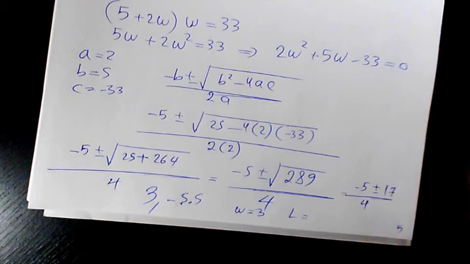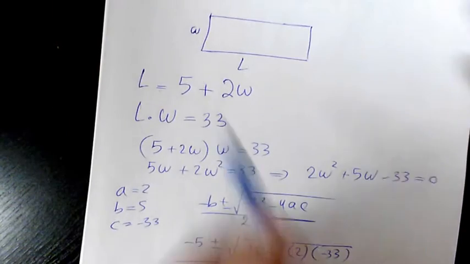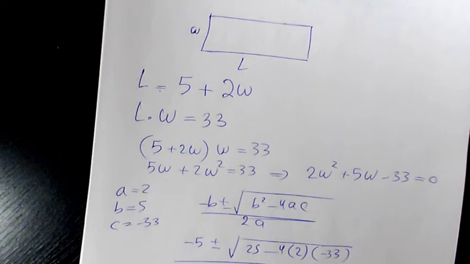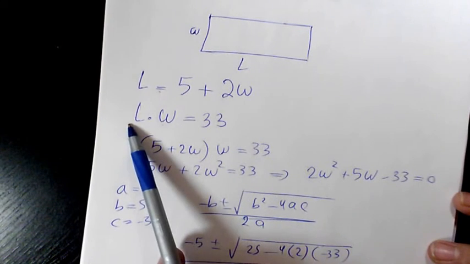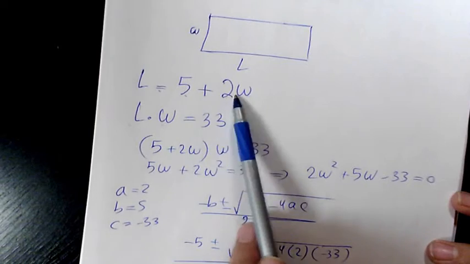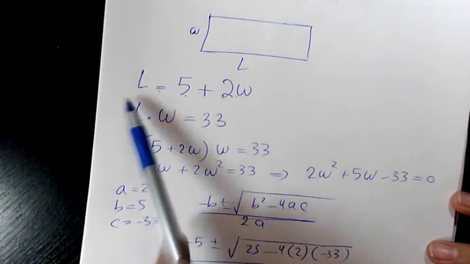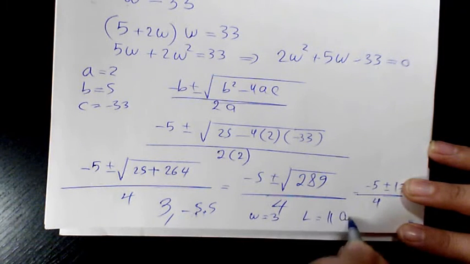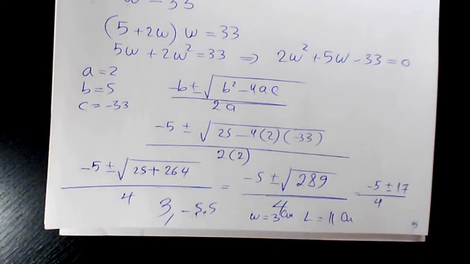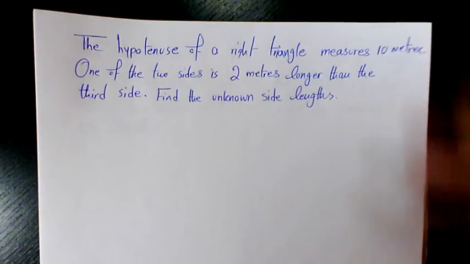So length is going to be, we can use either this formula or this formula to find out the length. Length is going to be 33 divided by 3, which is 11. Or we can say 5 plus 2 times 3, 6 plus 5 is going to be 11. So length is going to be 11 centimeter and width is going to be 3 centimeter. We can write at the end that length is 11 centimeter and width is 3 centimeter. Next example.